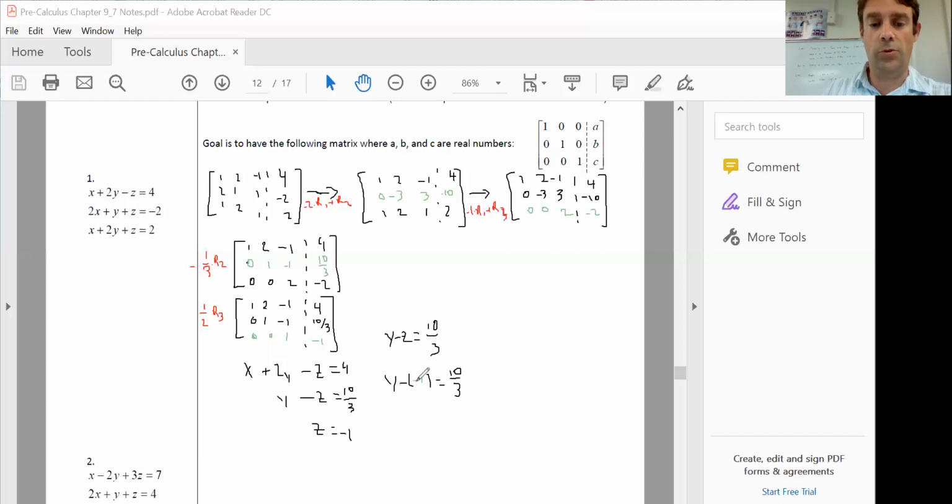So that's y plus 1. That means y is going to end up being equal to 7/3. And we go to our last one here, x plus 2y minus z equals 4.